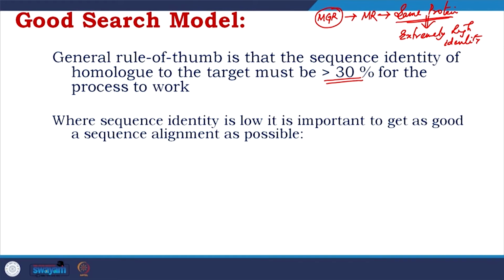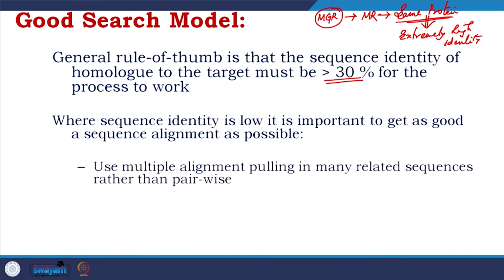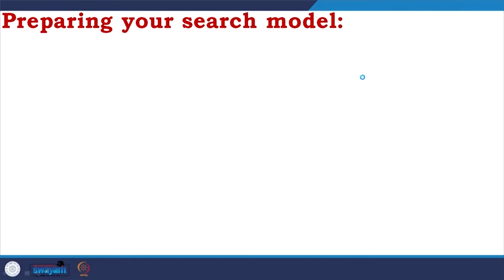Even when the sequence identity is lower than 30%, it is important to get as good a sequence alignment as possible. So, you could use multiple sequences, pulling in many related sequences rather than pairwise. So, rather than looking at local search, you could go for global, profile fitting alignment, what could happen in BLAST.